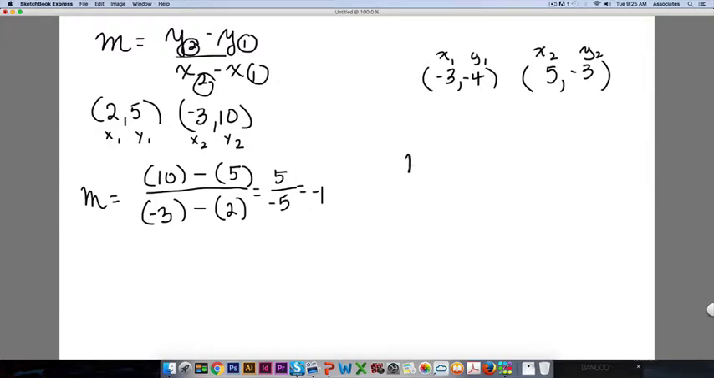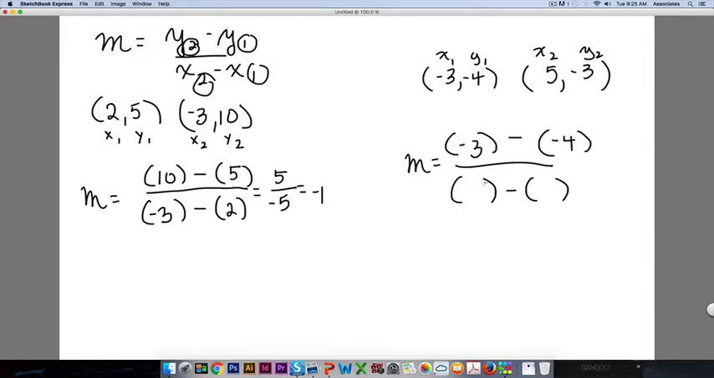So let's now find our slope. I'm going to use the same formula. Again, I'm going to put in my parentheses and then do the substitution. This one would be negative 3. This one would be negative 4. Put in 5 and negative 3. So negative 3 minus negative 4. Remember, with two negatives, it becomes a positive. So that's positive 1. Again, two negatives in a row make a positive, and it's 8.